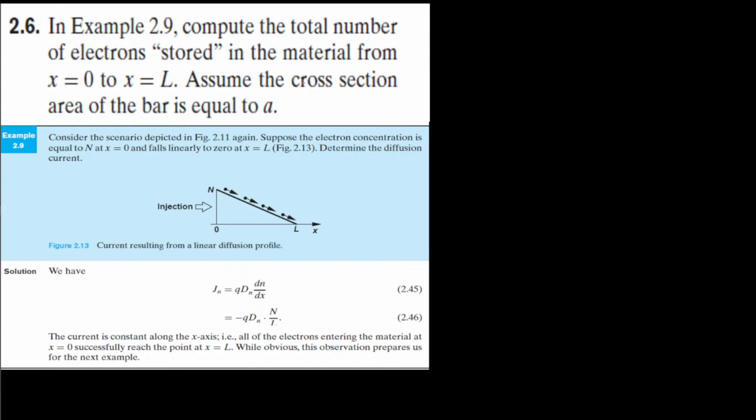2.9, compute the total number of electrons stored in the material from x equal to 0 to x equal to L. Assume the cross-section area of the bar is equal to A. And the example 2.9 mentioned is this one.